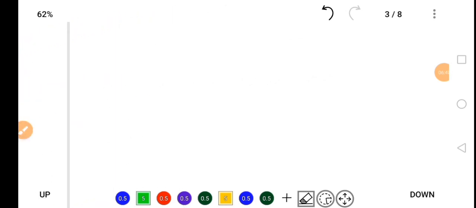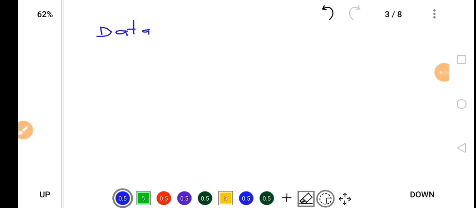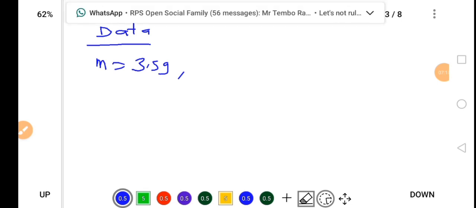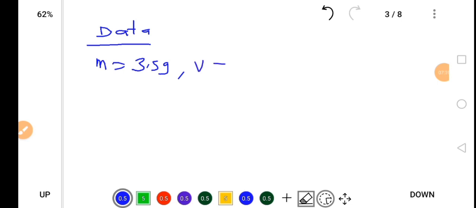Whiteboard data. We have mass, which is 3.5 grams, comma. We also have the volume, 100 centimeter cubic, comma. The concentration is not given, X.